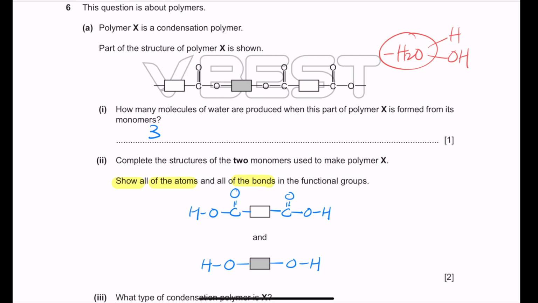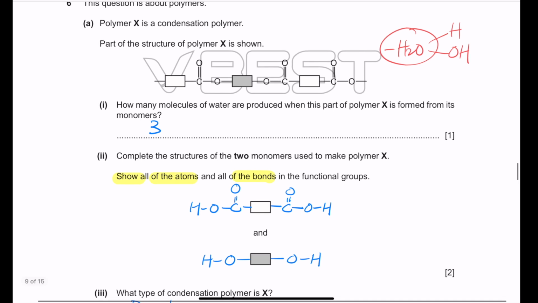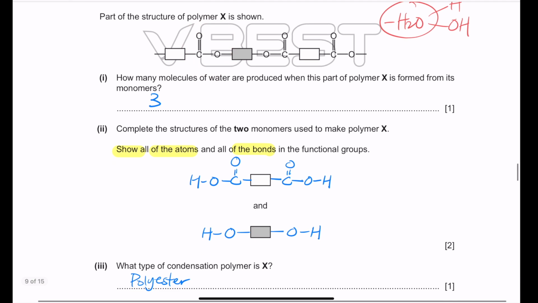So what type of condensation is this? It produces COO, polyester.